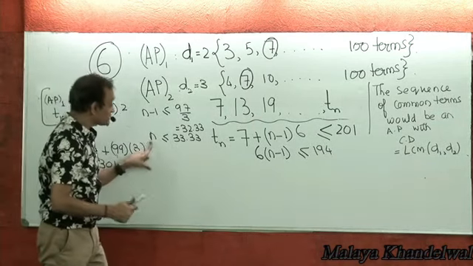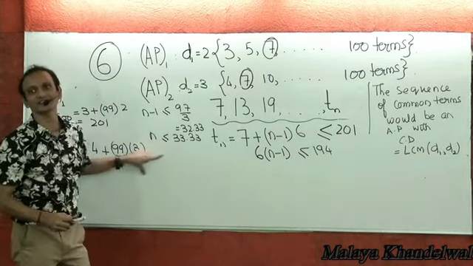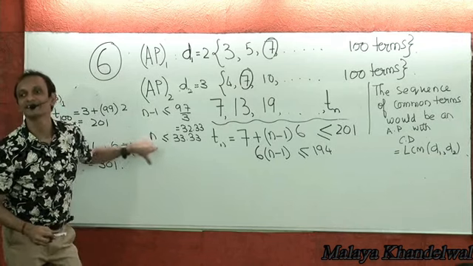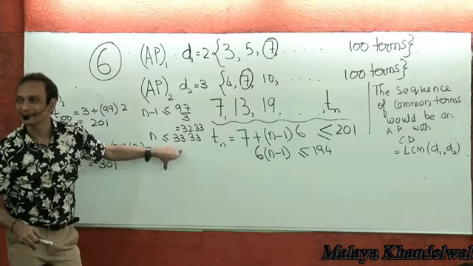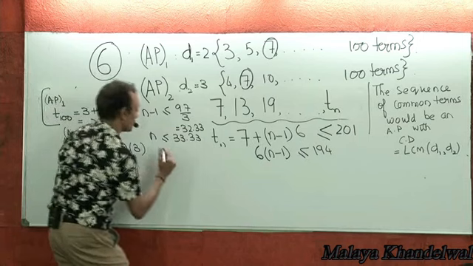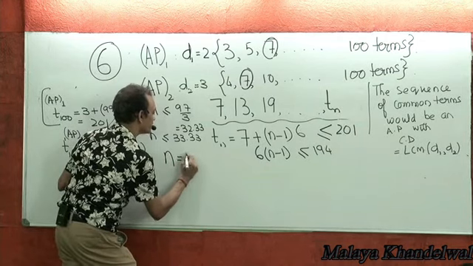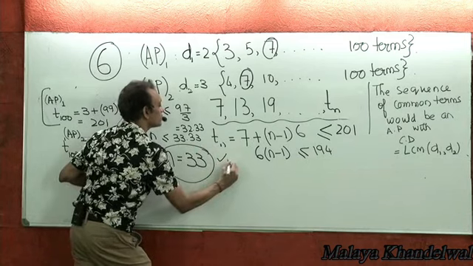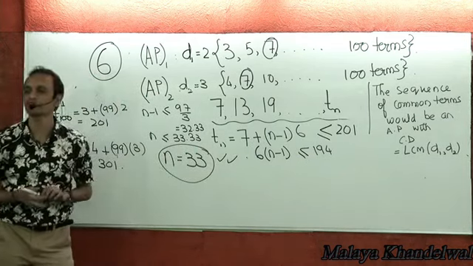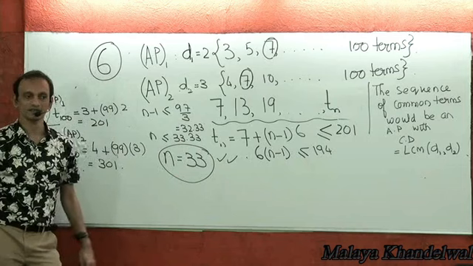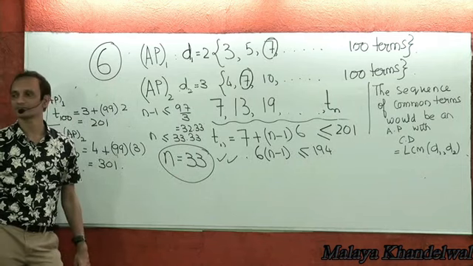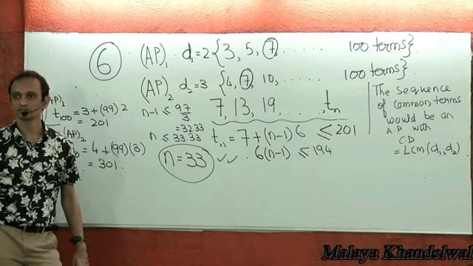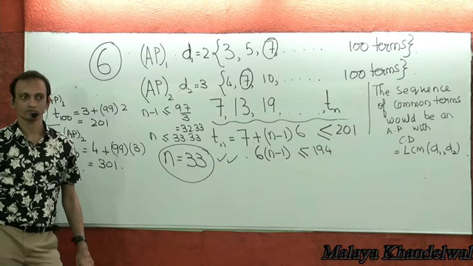So n is the greatest natural number satisfying this condition. What's the value of n? 33. N therefore must be 33. So the number of terms common would be 33. Number of common terms between the two sequences would have to be 33. Yes or no? All's good?